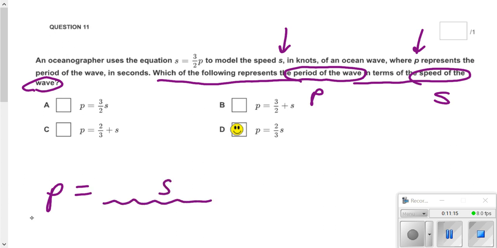So I just want an equation where p is on its own and then it's like blah, blah, blah with s in it. Well, I have an equation that's kind of the reverse of that. I have s equals blah, blah, blah with p in it. So I just want to solve for the other variable.